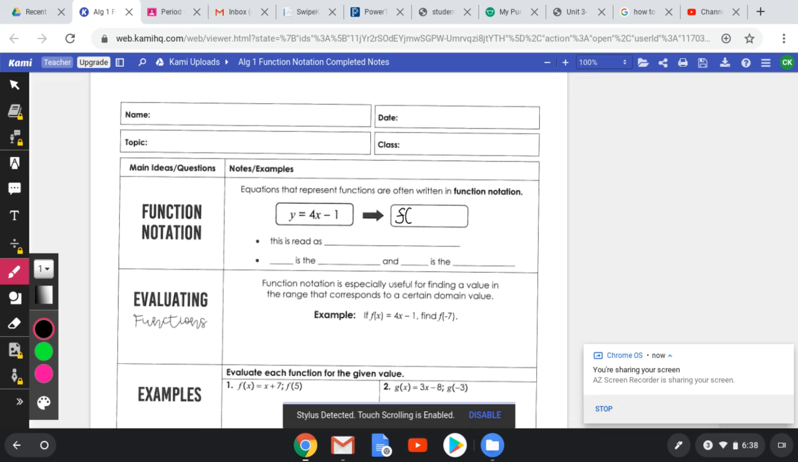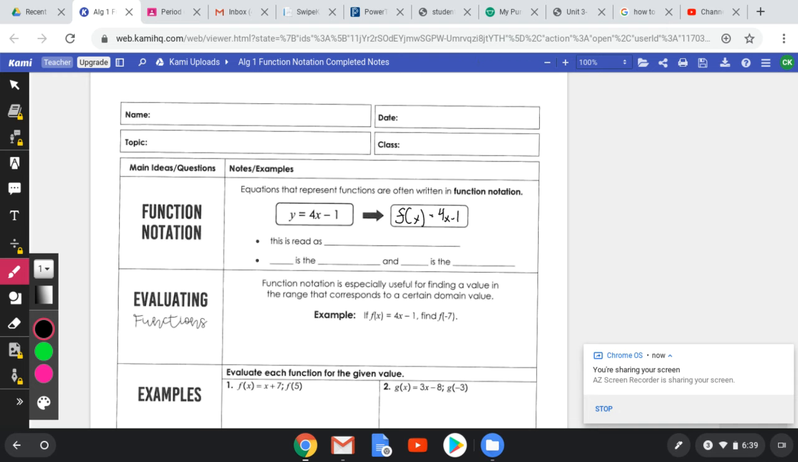f of x equals 4x minus 1. In reality, what this means is just that we have a fancy way of saying y equals. By making an equation represent a function notation, like in this f(x), sometimes you see g(x), h(x), and whatnot, that just says by definition it's a function. Every x value always corresponds to one y value.